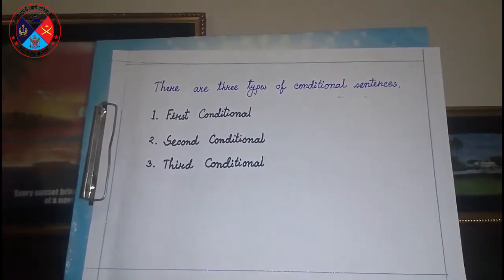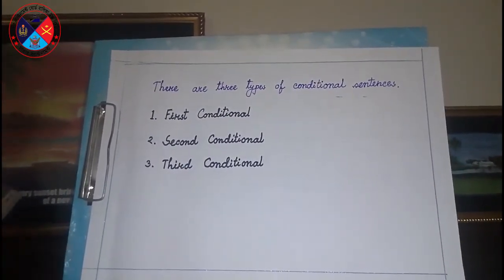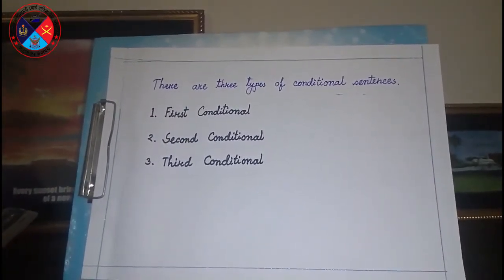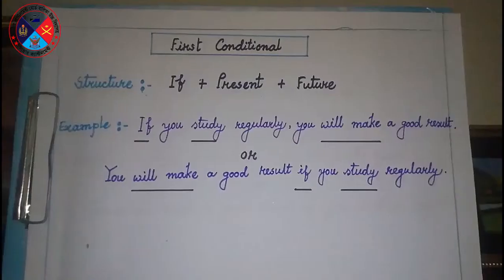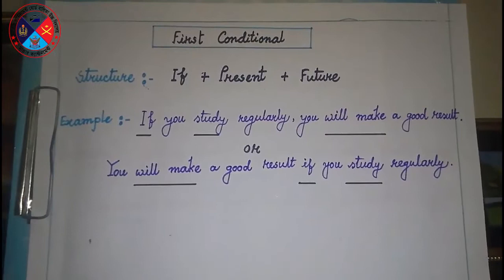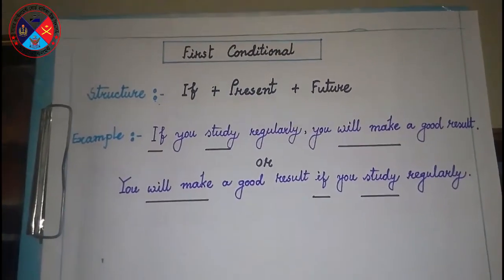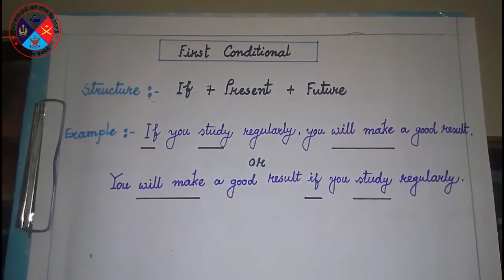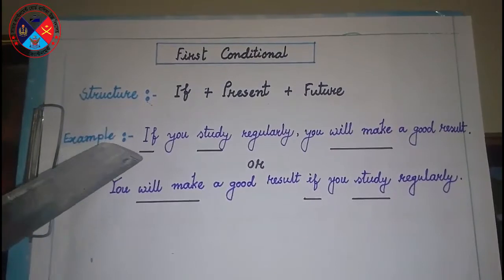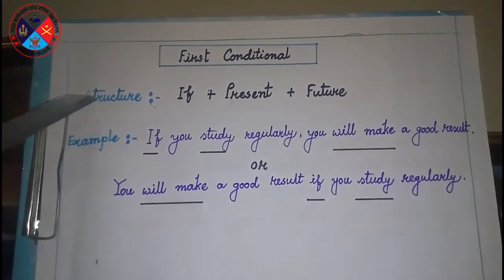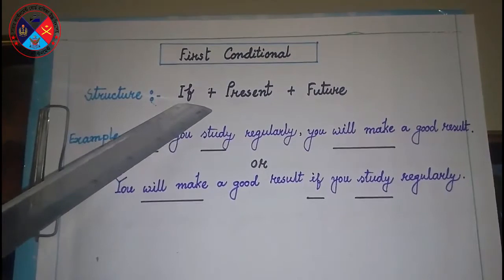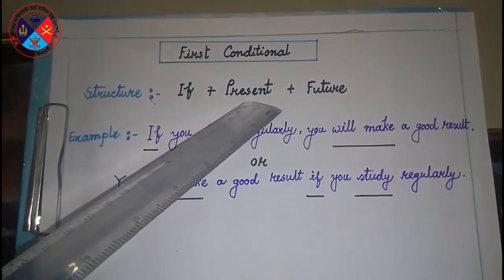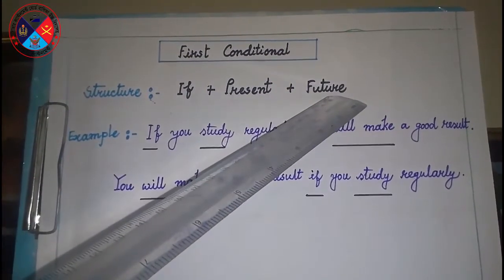Okay, let's discuss about the structure of these conditional sentences. Now we will discuss the structure of first conditional. The structure of first conditional: if plus present plus future. If plus present tense plus future tense.